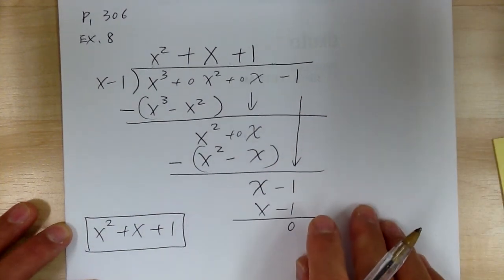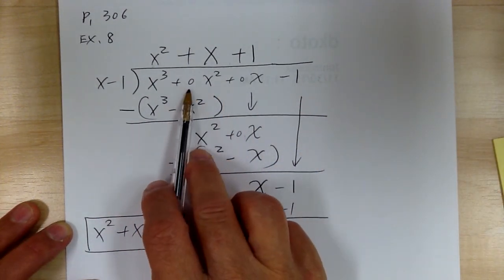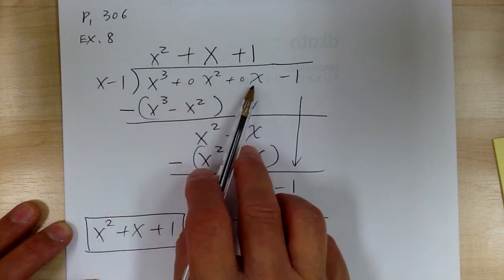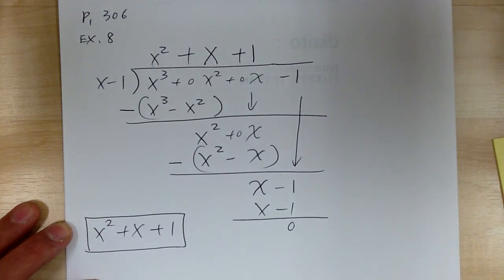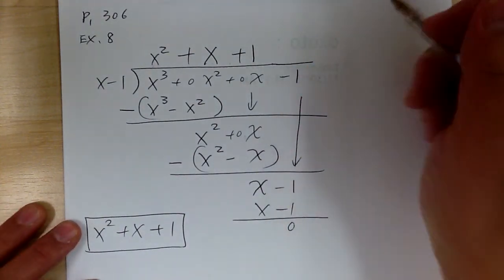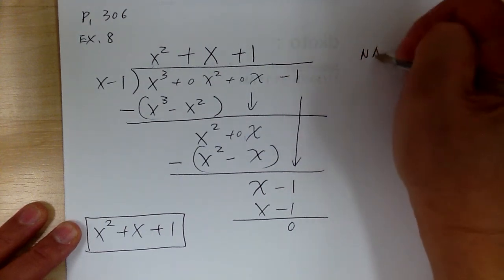So for this problem, okay, again, if there's missing term, you either leave it blank or write plus 0x squared plus 0x. And you're just going through the same steps over and over. Okay, so let's go and do some practice.